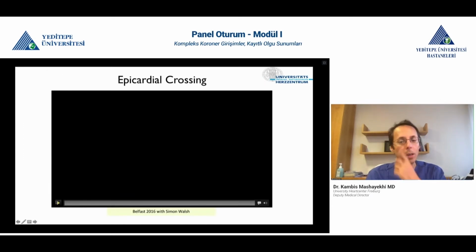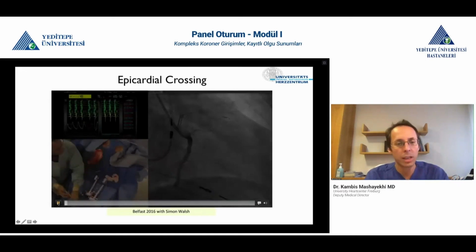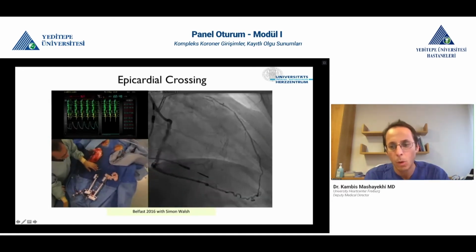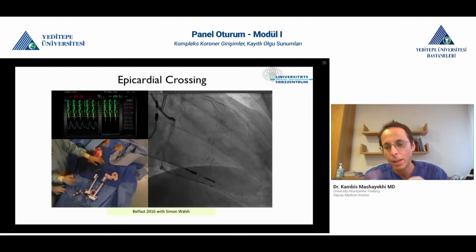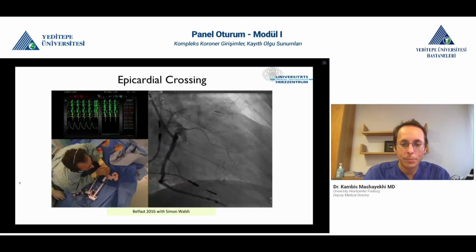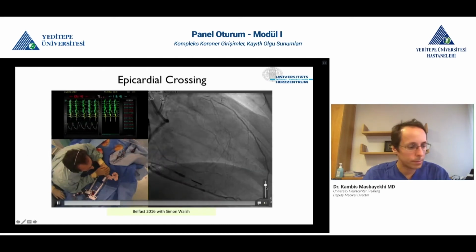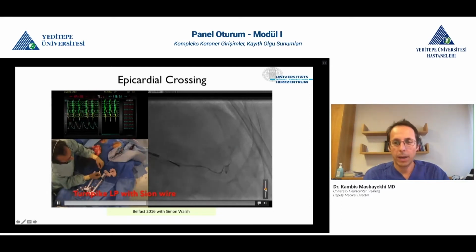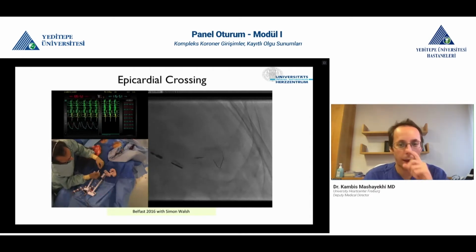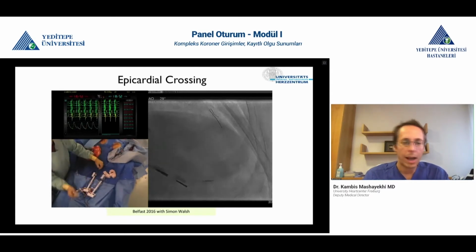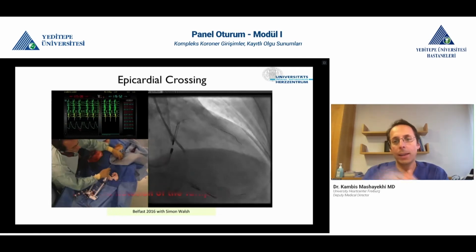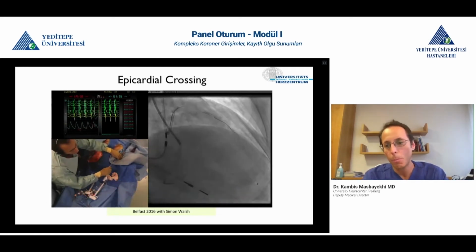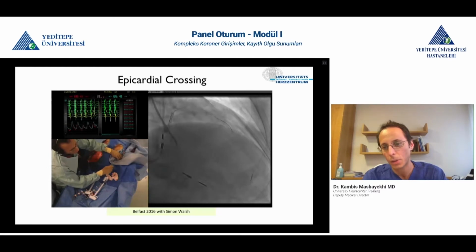So I show you this also in a case which I did some years ago with Simon Walsh. Actually, here you see an epicardial channel. And yeah, the question is where to go up. I think this is still interesting. Oh, okay, there's a bend down. Here you see the bend actually. And here you see also on the hands how we try to navigate the wire towards the LAD connection, and now also how the microcatheter can easily pass this connection.